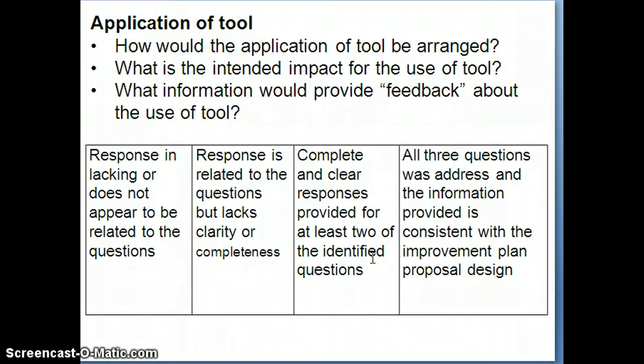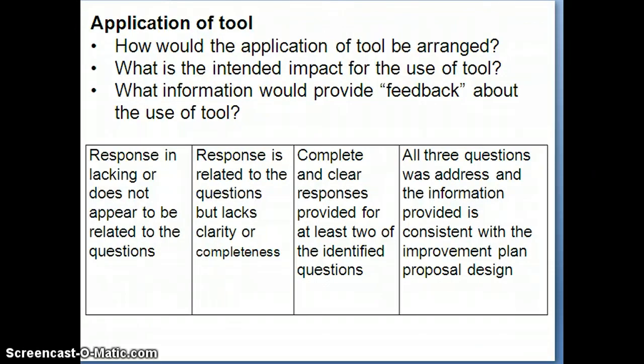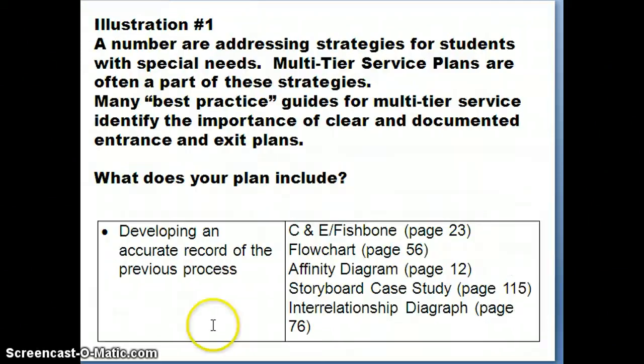And what information would provide feedback about the use of the tool? And again, a set of rubric questions or guides that you're going to look to see if your response is up to snuff on this process. Now, there are basically 2 sets of questions: selection of the tool, and application of the tool for each of the tools that you select, and you're going to do that in dealing with 2 hotspots in your improvement project proposal. So let's go on and let me look at an example.